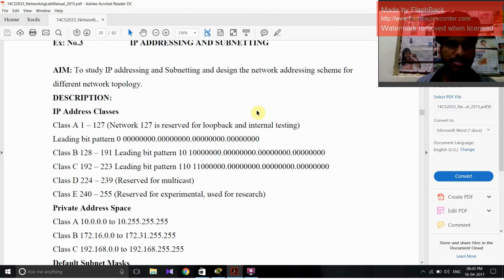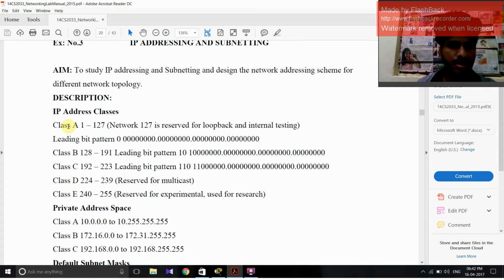Now I'm going to show the third exercise of networking, which is IP addressing and subnetting. So first is the IP address classes. There are five classes, which are Class A, Class B, Class C, Class D and Class E. Class D and E are reserved for multicast or experimental or research purposes.